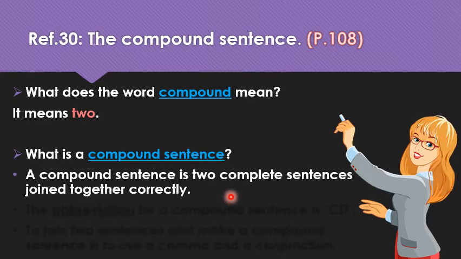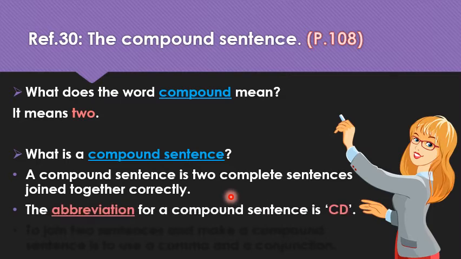So, whenever you have 2 completed sentences together, joined in a correct way, you're going to call it a compound sentence, okay? Whenever you put 2 complete sentences together correctly, it will be called a whole new sentence, which will be a compound sentence. So it's literally made of 2 complete sentences, okay?